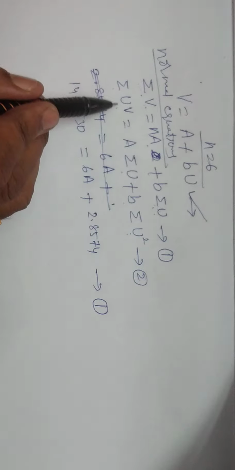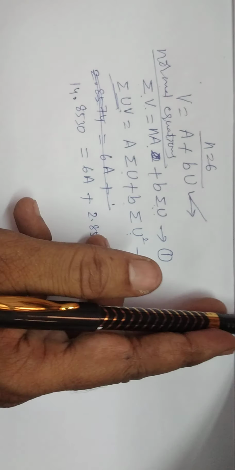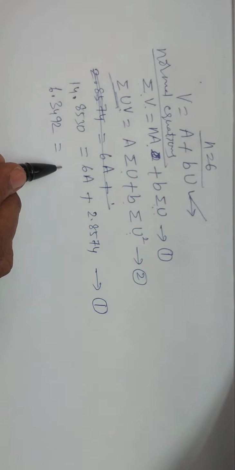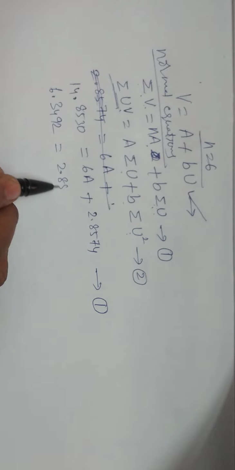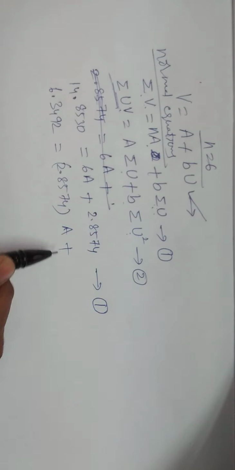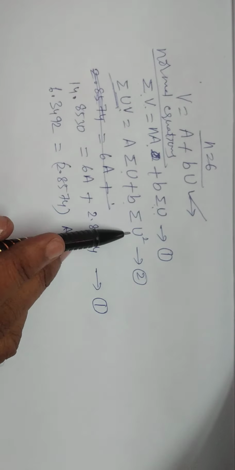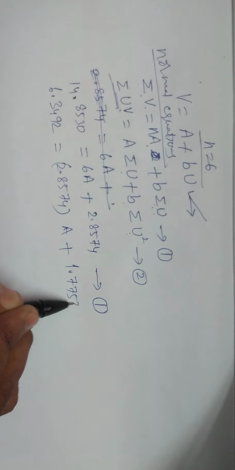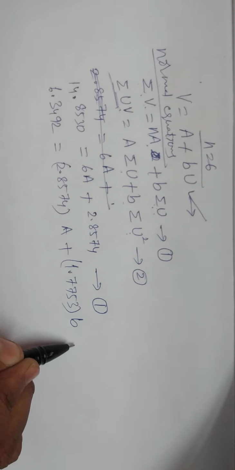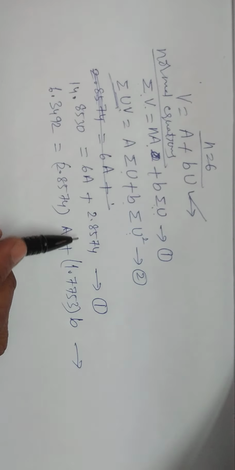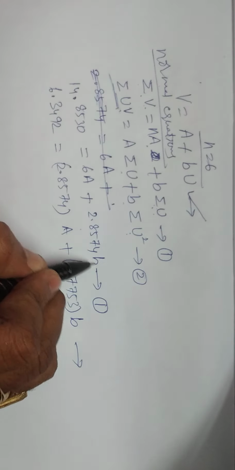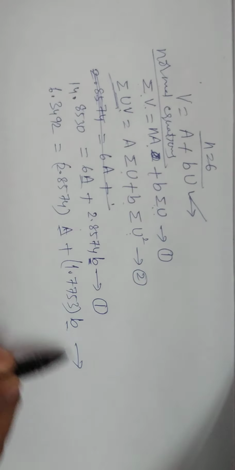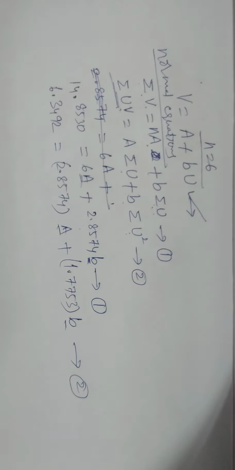Again, now substitute summation uv. What is summation uv? It is 6.3492, which is equivalent to summation u, 2.8574, multiplied by A, plus summation u square into b, where summation u square is 1.7753, multiplied by b. This is small b, and this is capital A. So it is equation 2. These two are called normal equations.